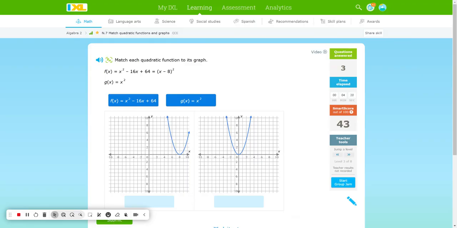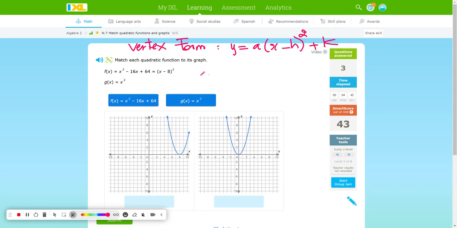Now you got two graphs again. They both open up. This time they give you the vertex form. Let's rewrite the vertex form: y equals a times (x minus h) squared plus k. You can see the h right there, make sure you take the opposite, happens to be +8. And you see nothing outside, so the k had to be 0.